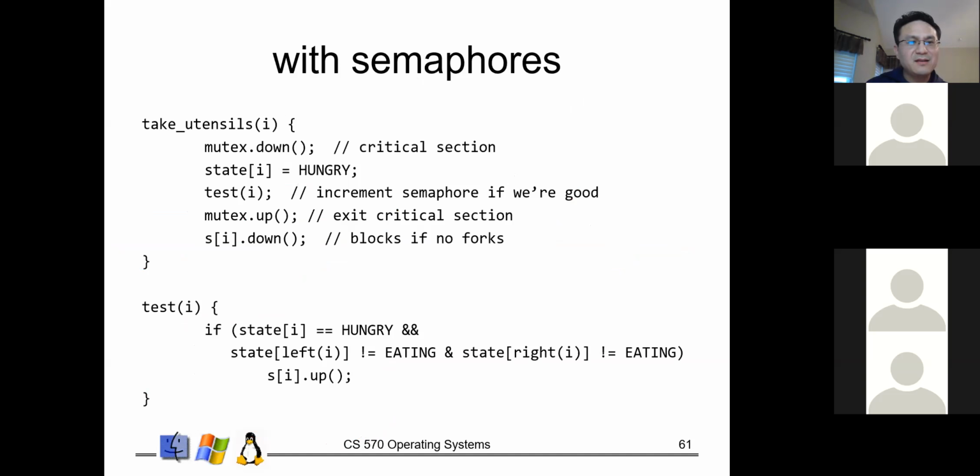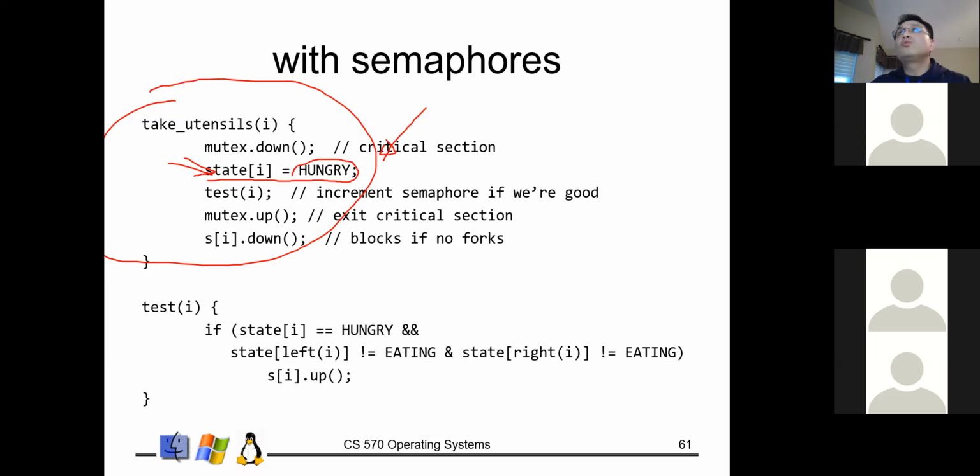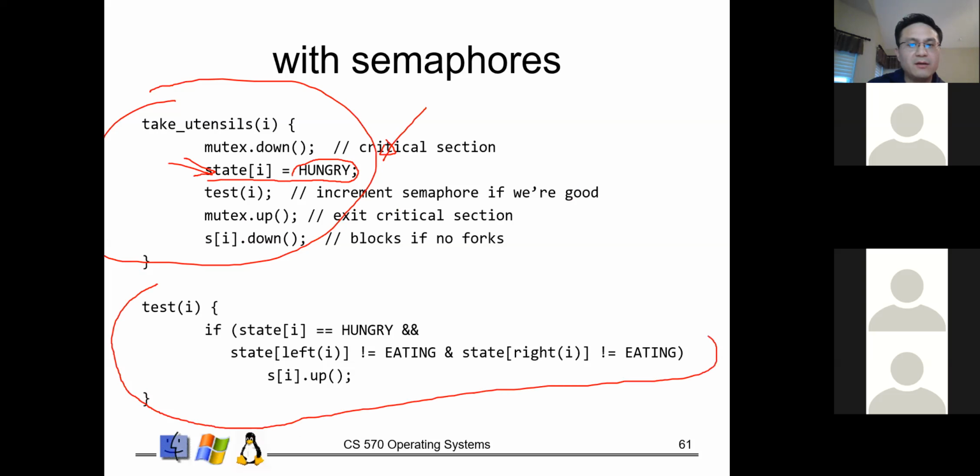So let's see. The key method here is take utensils. Okay? So let's see how this works. First you would guard this critical section, right? And once the philosopher gets into the critical section, it will set its state to hungry. Okay? Then it will do what? It will try to acquire both utensils. This is the essence of the idea I just talked about.